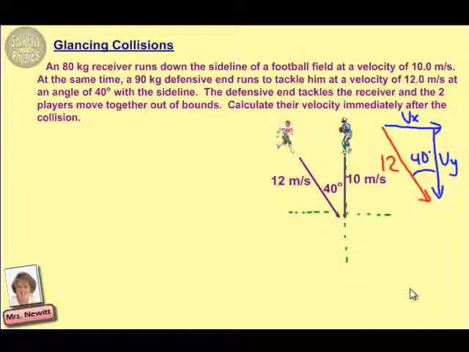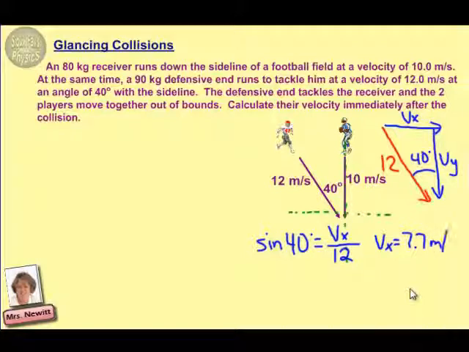So to start with, we can do a little trig with this. Notice that the horizontal part would be the opposite side. So for opposite side, we'd be using sine. The sine of 40 degrees is going to be equal to our horizontal velocity divided by the resultant, which is 12. And that gives us then a horizontal value of 7.7 meters per second. So this part up here is 7.7 meters per second.